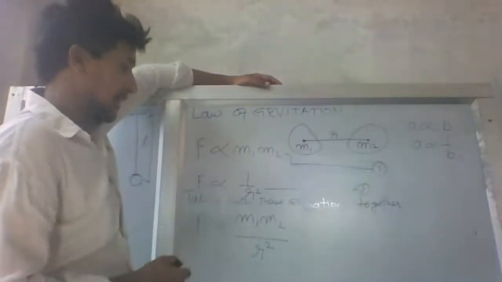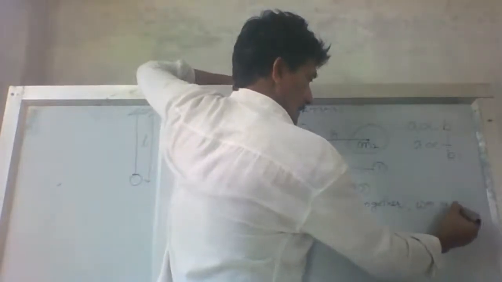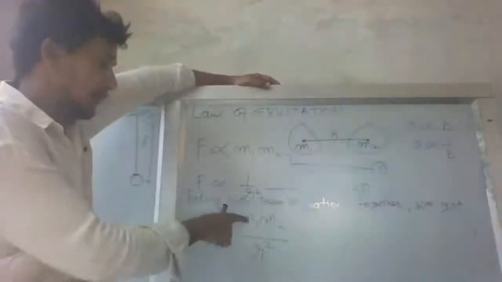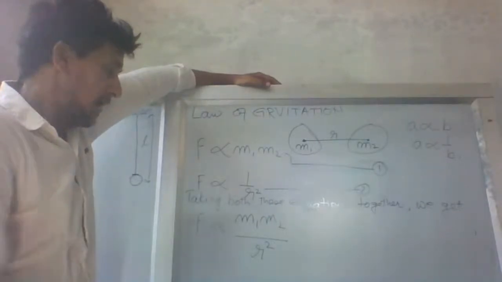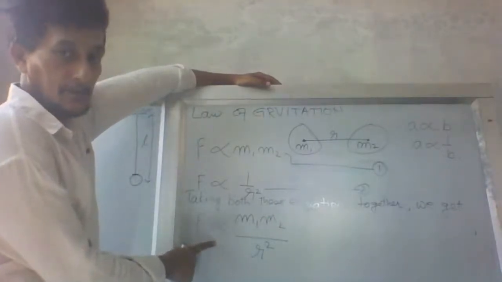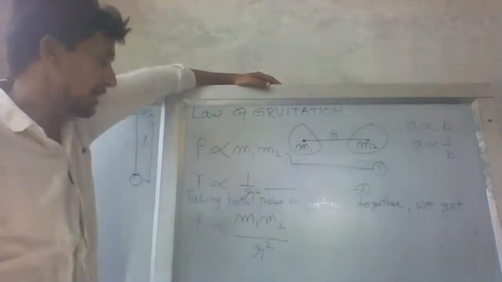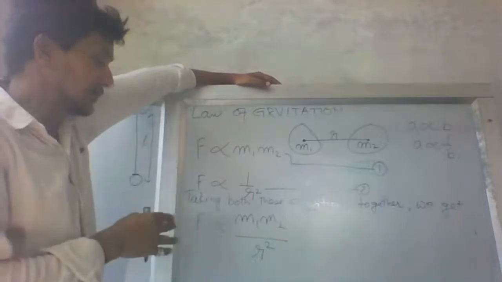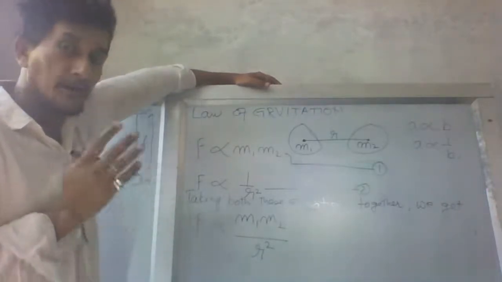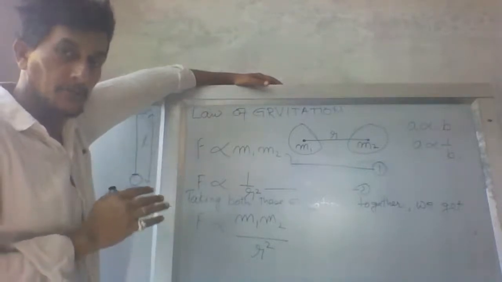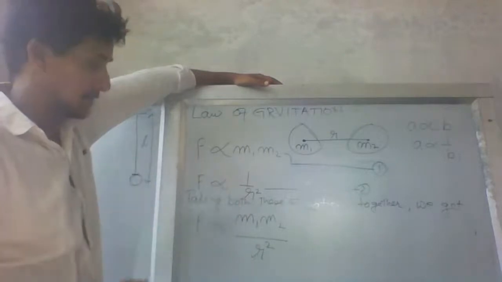Taking both these equations together, what do we get? F is proportional to M1 M2 upon R square. Now, this is a sign of proportionality. So what happens? I will remove the sign of proportionality from this equation, and when the sign of proportionality moves out, a constant is added over there.